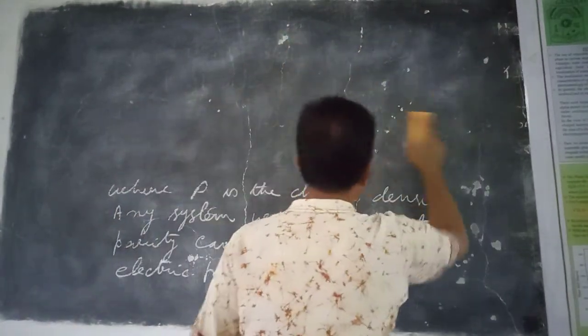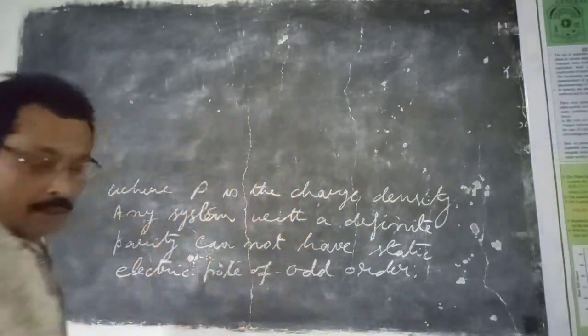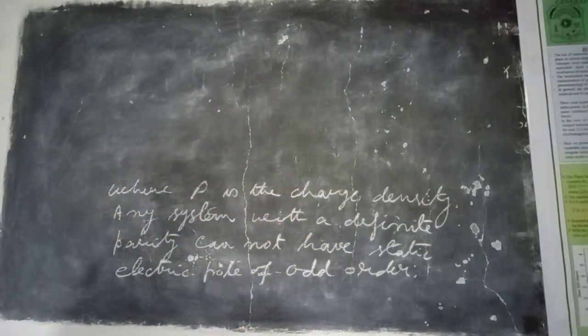Now the question is why? Why can a system with definite parity not have an electric pole of odd order? This is because the Legendre polynomials of odd order are odd functions of Z, whereas the probability density psi mod square is an even function of the position.